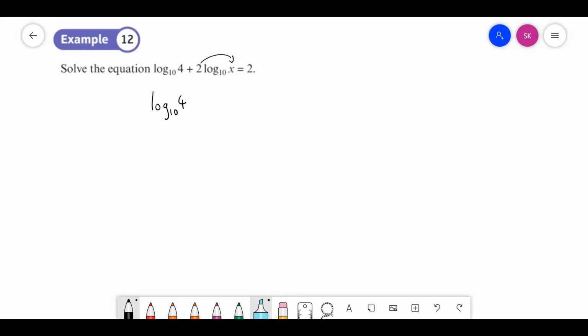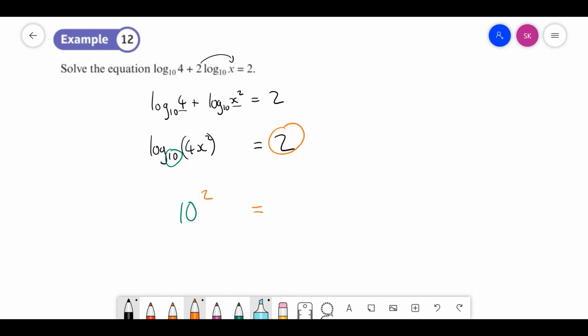So log of 4 with base 10 plus log of x squared with base 10 equals 2. Now I'm going to use the multiplication law. So log base 10 of 4 times x squared, which is just 4x squared, equal to 2. Now at this stage, we're going to use our common sense about what we know about logarithms to solve this problem. Rewriting a logarithm as a power, we know the base is 10, the power is 2, and it equals this.